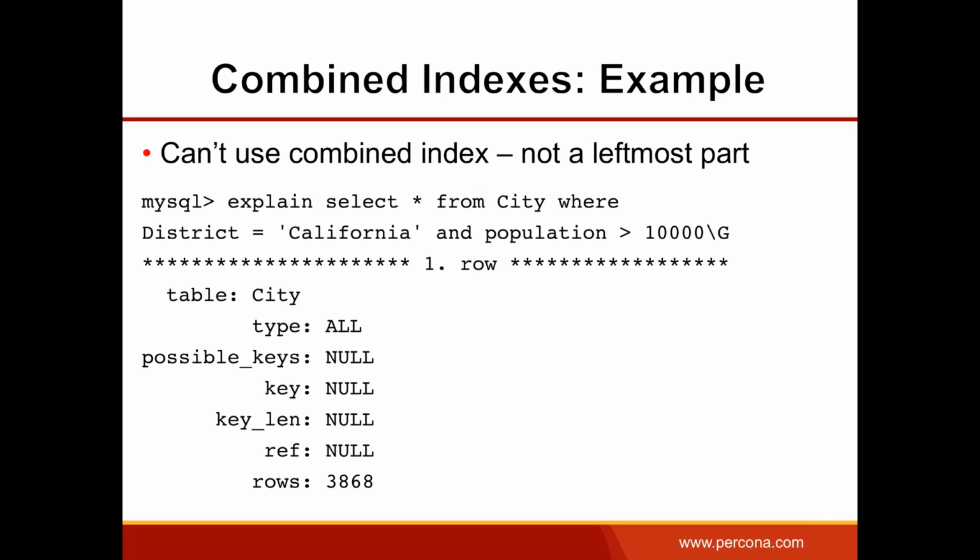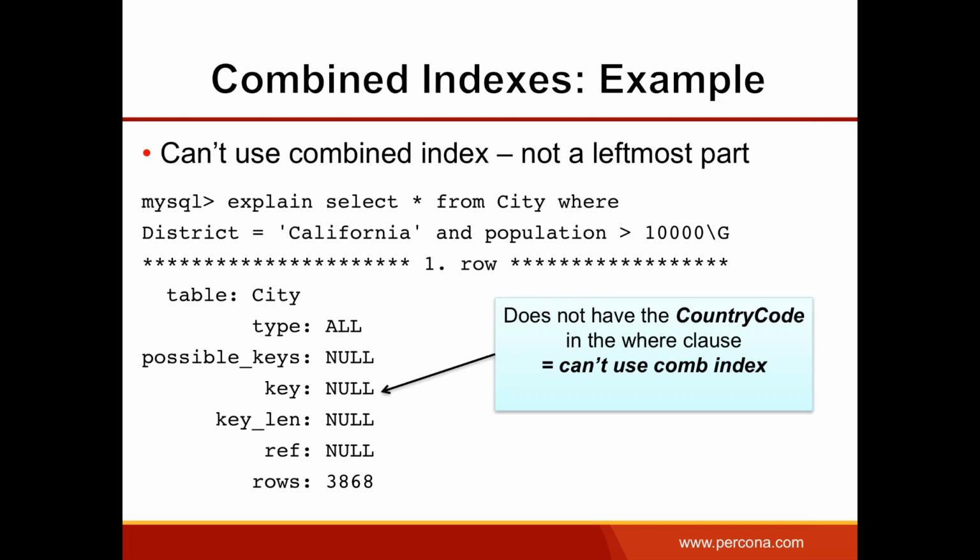Now, in this particular example, MySQL will not be able to use a combined index. Why? Because it's not a leftmost part. The country code is missing from this query example. So MySQL explain output will show that there's no key used and the type is all, meaning that it's doing a full table scan. All right, so this is combined indexes in MySQL.